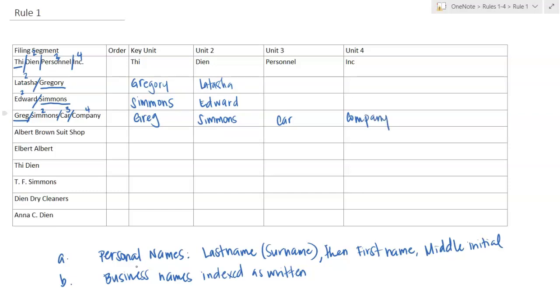Same thing for this one. We have Albert Brown Suit Shop. Just because there's someone's name in here doesn't mean that we're going to file it first by the last name. This is a business name, and so I'm going to index it exactly how it's written. Straight across, Albert is my key unit, Brown is unit 2, Suit is unit 3, and Shop is unit 4.